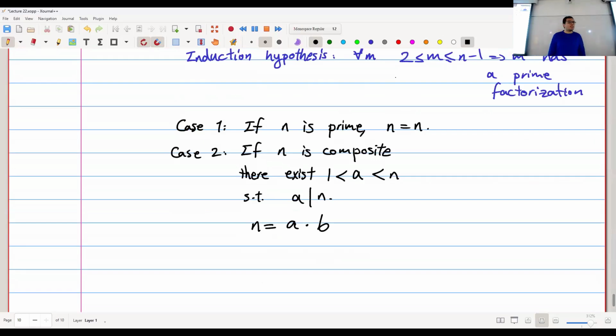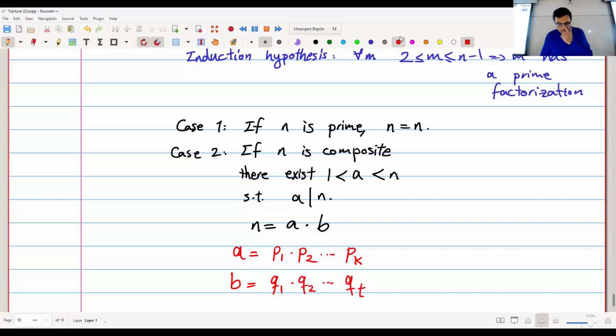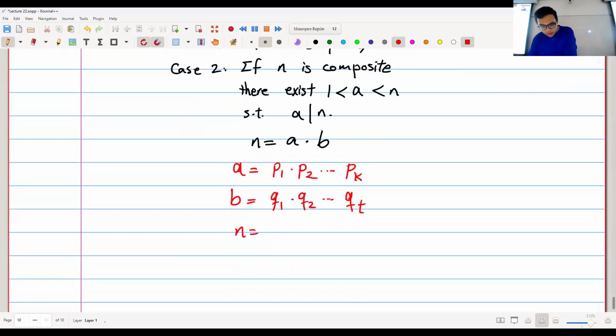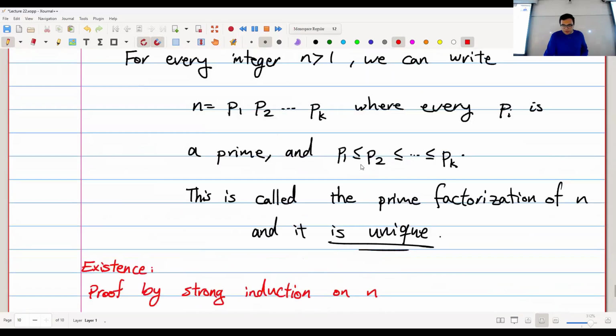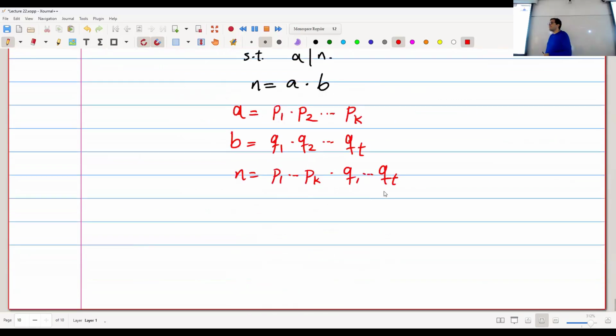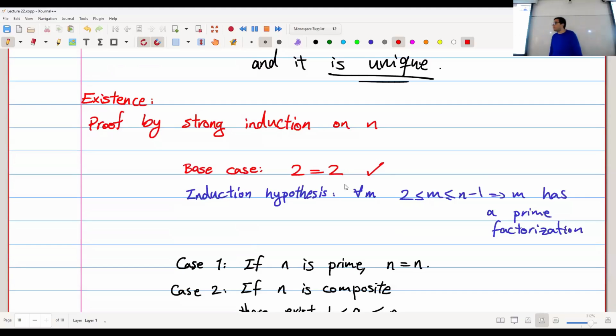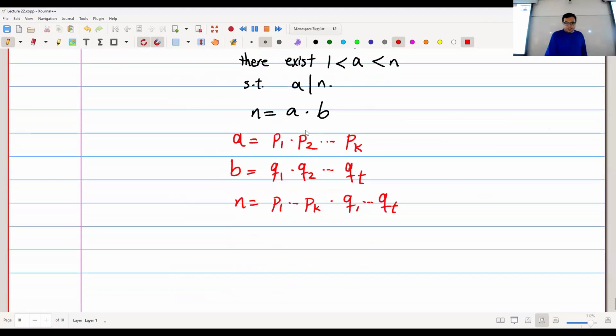Just put the two prime factorizations together. I'm going to have a prime factorization for a, let's call it p1, p2, and so on to pk, and a prime factorization for b, let's call it q1, q2 to qt. Then I know that n is just the multiplication of this: p1 to pk times q1 to qt. Technically, this might not be a prime factorization because I said that my prime factorization should be sorted. So just sort these, and then it gives you a prime factorization. So we've proven existence. We've proven that for every natural number n, there is a prime factorization of n. But now we want to prove uniqueness.